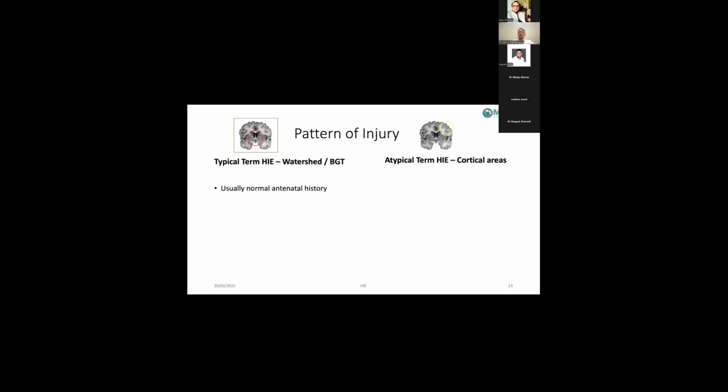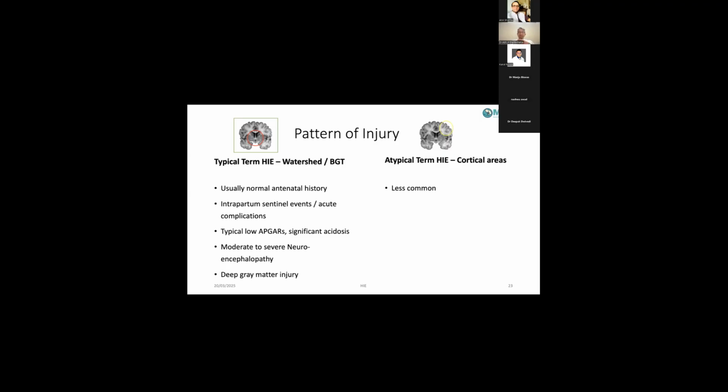The typical term HIE usually has a normal antenatal history. The pregnancy was absolutely grand, no problem there. But then there were some sentinel events in terms of acute complications, like rupture of the uterus or antepartum hemorrhage. It could be one of the sentinel events. The baby is born with low Apgars, there will be significant acidosis. And because it is involving, you can imagine, the blood is not reaching this part of the brain, which will be cut off from the blood supply if you have that kind of problem. So there will be a moderate to severe encephalopathy in this kind of term HIE.